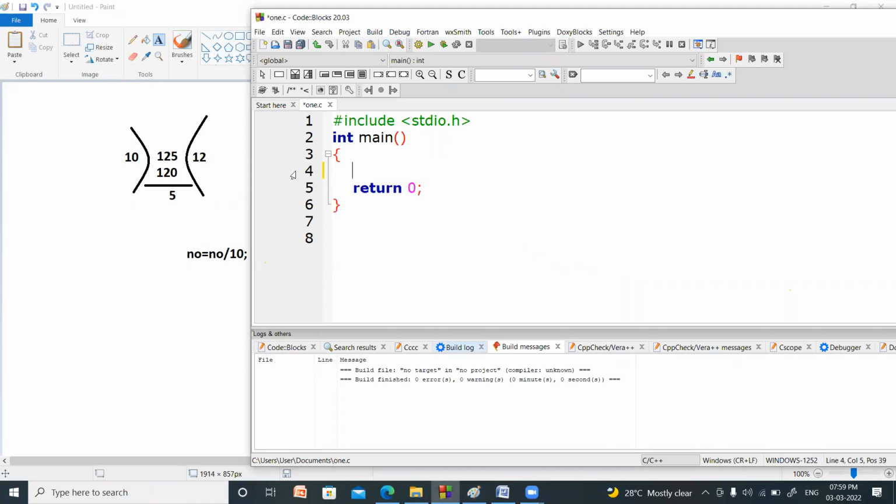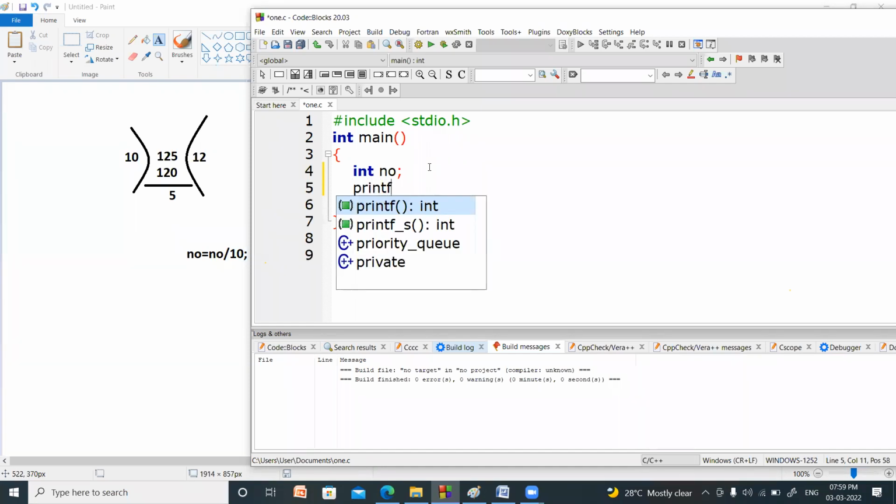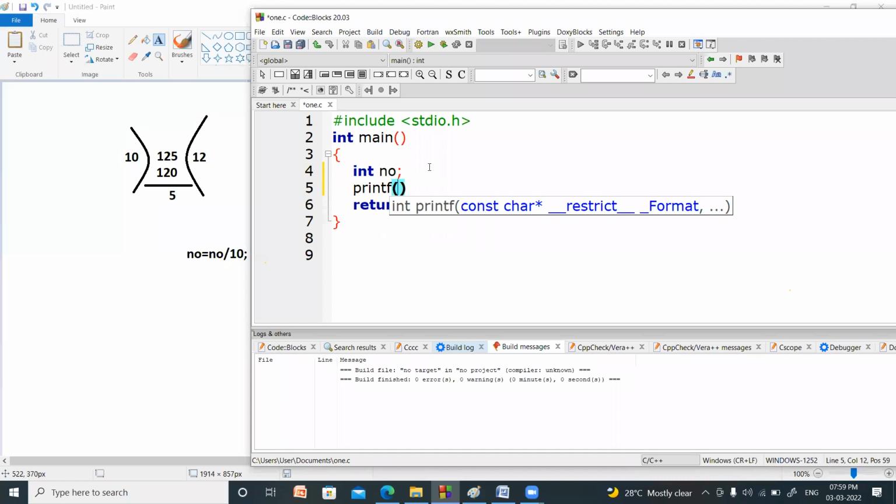See here. First of all, we have to take a number variable. By seeing this formula, how many variables do I have to create? Identify them. I used only number, so I am creating only one variable, number. How to read it? Reading means a couple of statements, printf and scanf. In printf, "enter a number", it is a question.